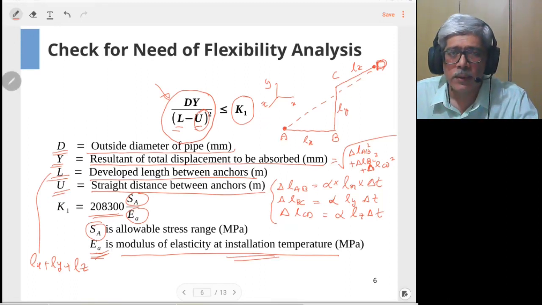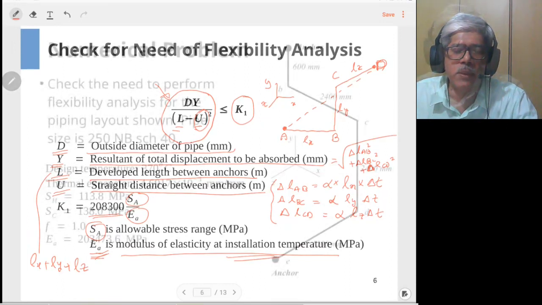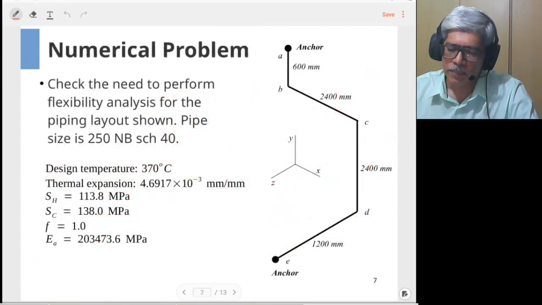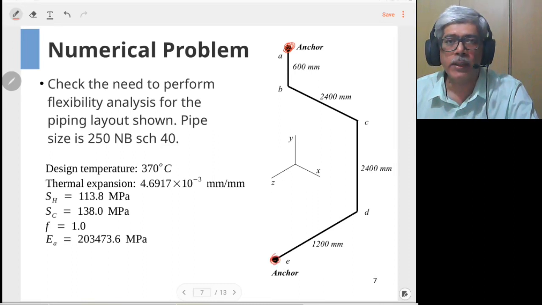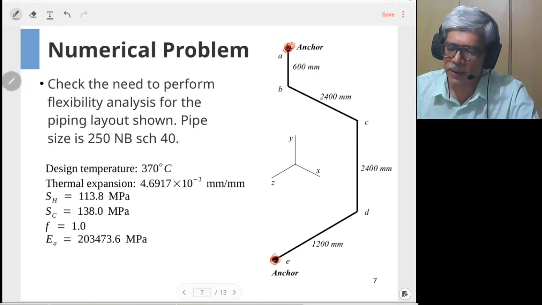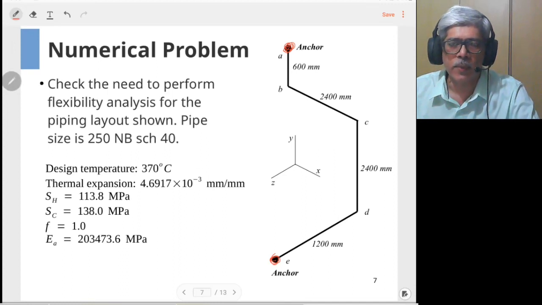Okay, so let's take one numerical example which illustrates use of this. The problem here shows piping denoted by from point A. There is one equipment at point A and another equipment at point E. And for this problem, we are considering that both these points are anchored. So that means there may be a fixed support or there may be two equipments which are not having any thermal expansion. So these both points are considered to have zero displacement or they are anchored.